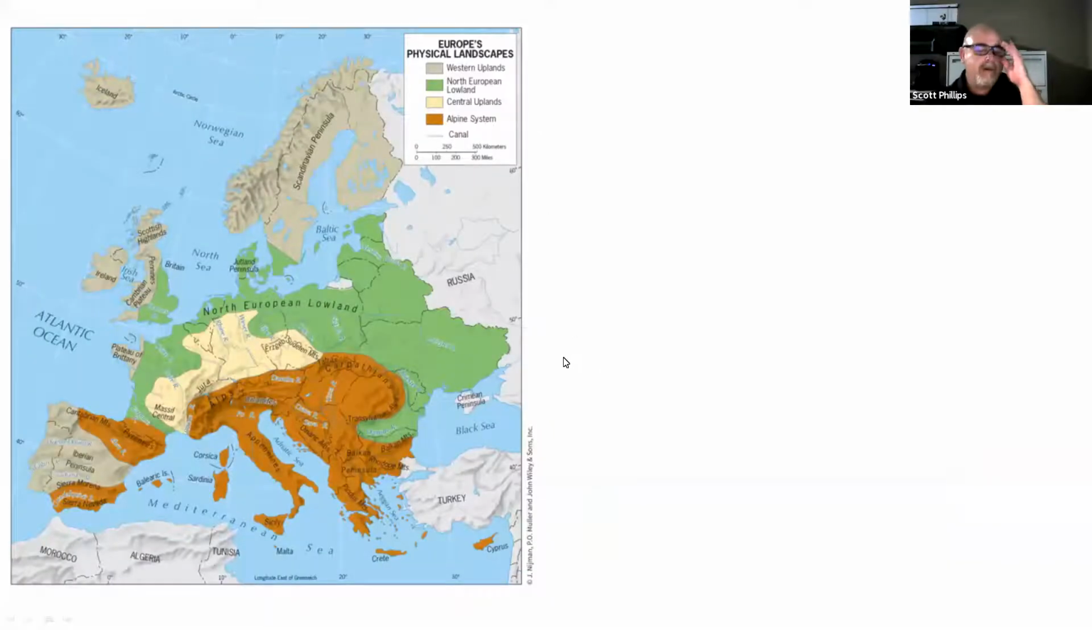Next, I want to talk about some aspects of Europe's physical geography. So let's talk about a little bit of the physical environment of Europe. And this is a figure showing Europe's physical landscapes. Let's go through them one by one. So here we have very mountainous environments. We call that the alpine system of mountains.